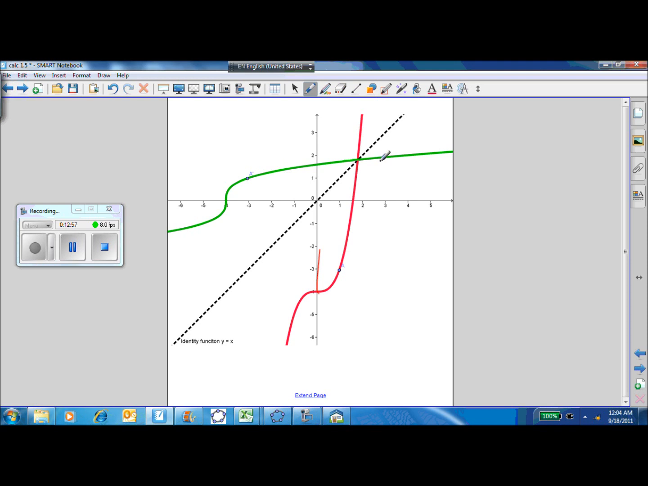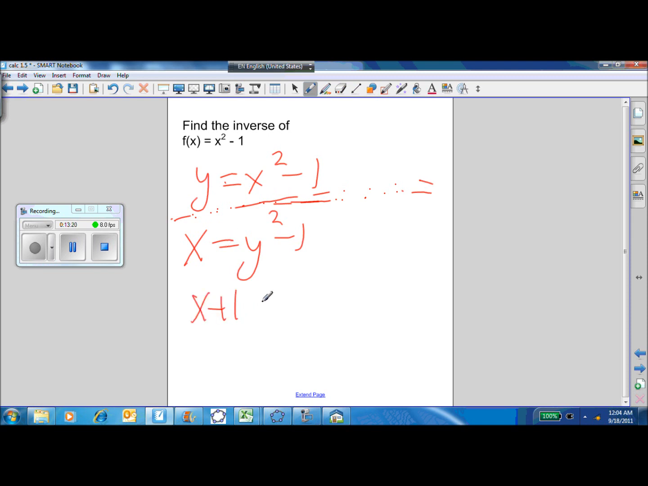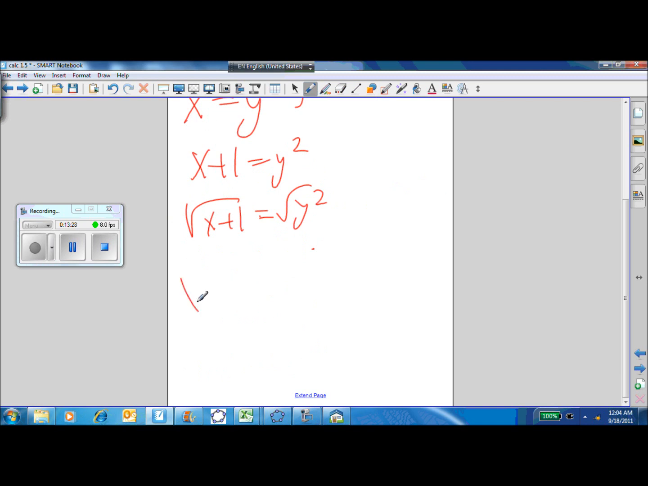Finally, let's take a look at f(x) = x squared minus 1. So we write y equals x squared minus 1. We get x equals y squared minus 1 when we trip over into inverse land. There we are in inverse land. Let's start solving this. x plus 1 equals y squared. We take the square root of both sides. The square root of x plus 1 equals the absolute value of y. So you actually get y equals plus or minus the square root of x plus 1.